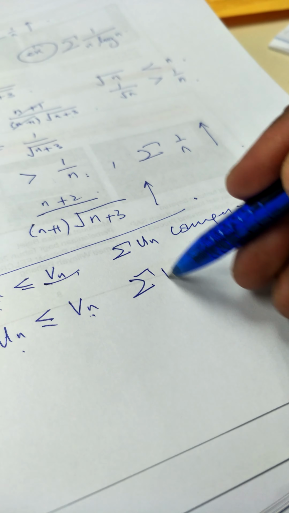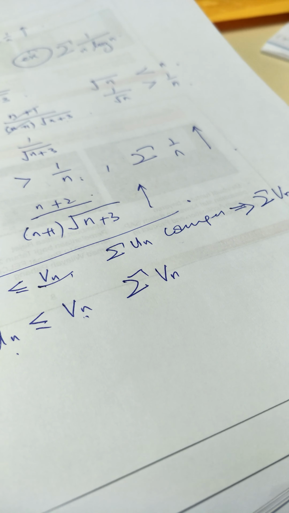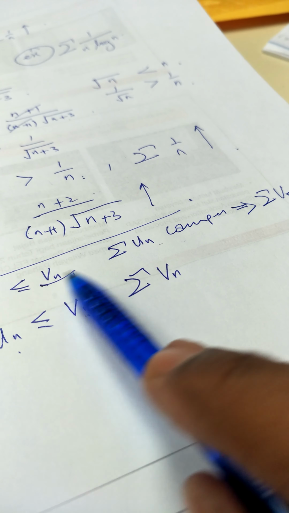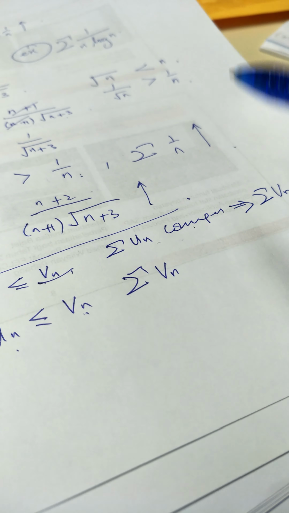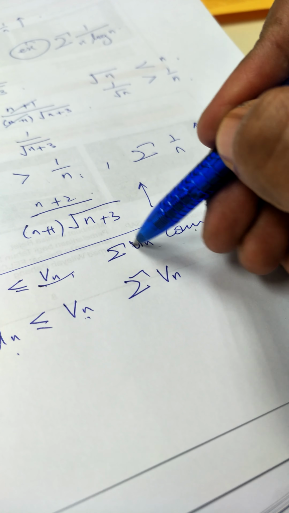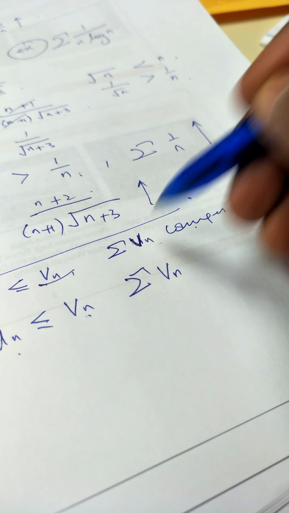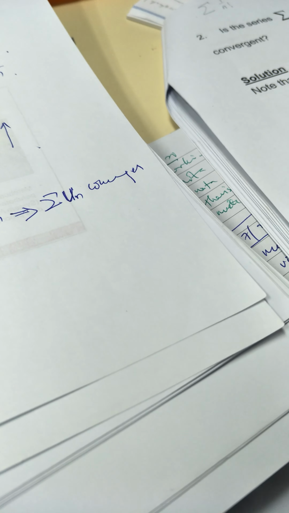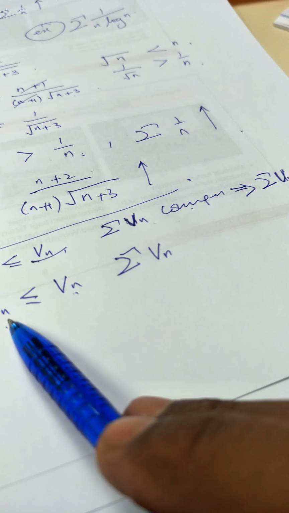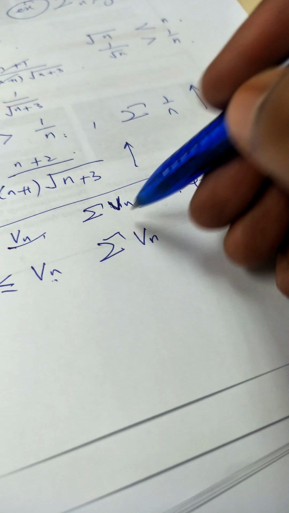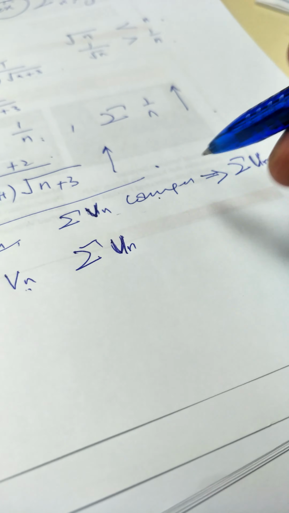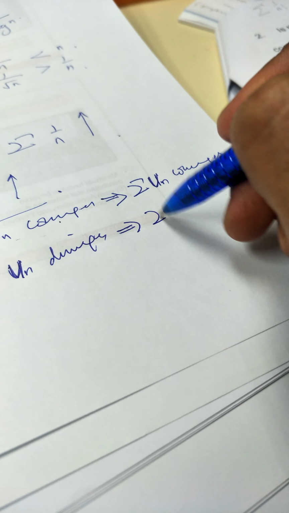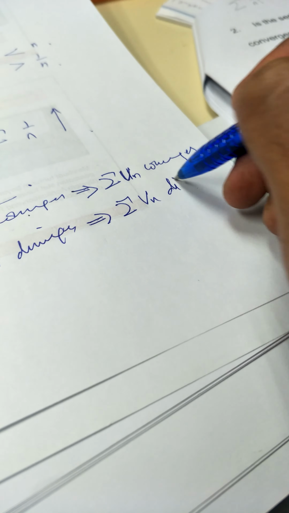I think I made a mistake here. It should be vn, sorry. If the bigger series converges, then the smaller series converges. If the smaller series diverges, in this case un diverges, then vn diverges.